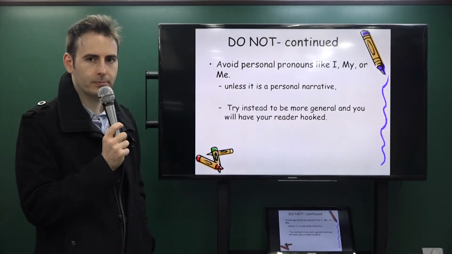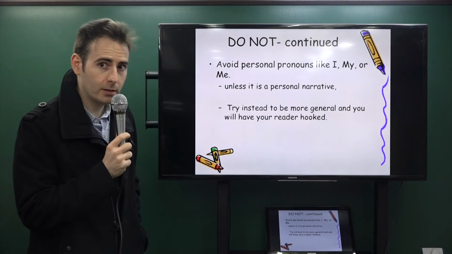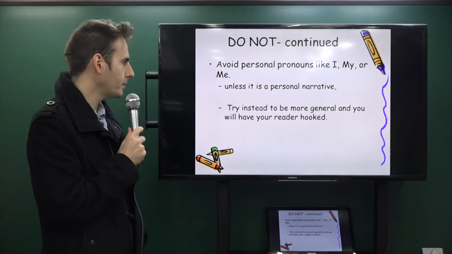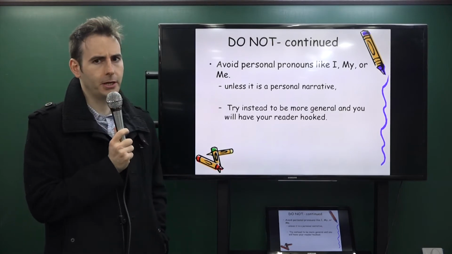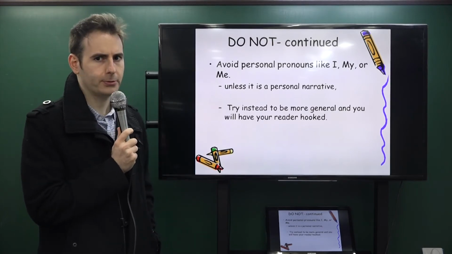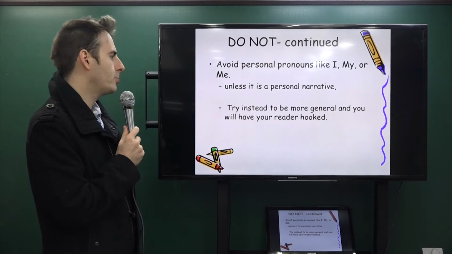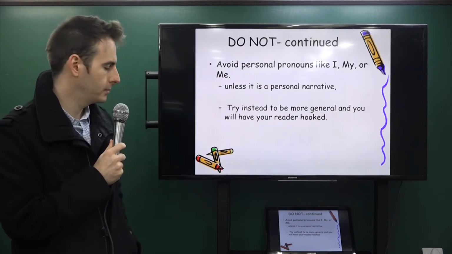Always make sure to avoid personal pronouns like I, my, or me. Unless it is a personal narrative, do not include these pronouns. Try instead to be more general, and you will have your reader hooked.